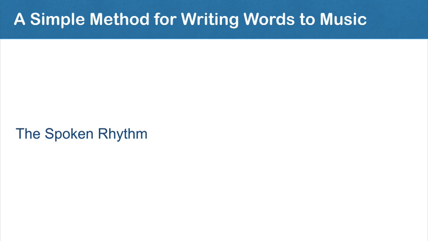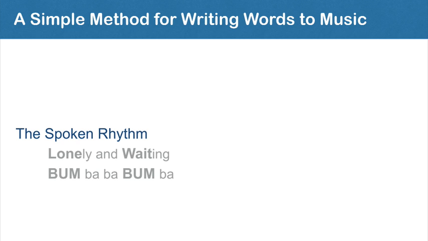So first we'll talk about the spoken rhythm of your words. The rhythm of a line happens as a result of a pattern of stressed and unstressed syllables within a phrase. So I'll indicate these unstressed syllables with the syllable ba, and the stressed syllables with the sound bum. So for example, the phrase lonely and waiting has this rhythm: bum ba ba bum ba. You hear how the syllables lone and wait are stressed in their respective words, while li and ing are unstressed in those same words. Lonely and waiting, bum ba ba bum ba.